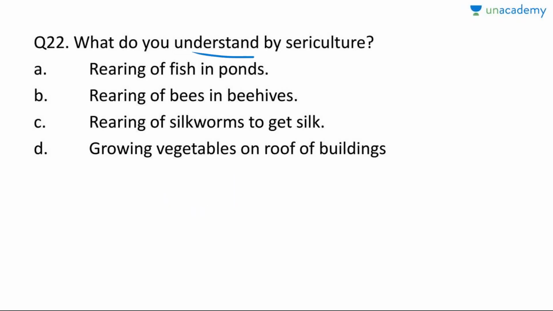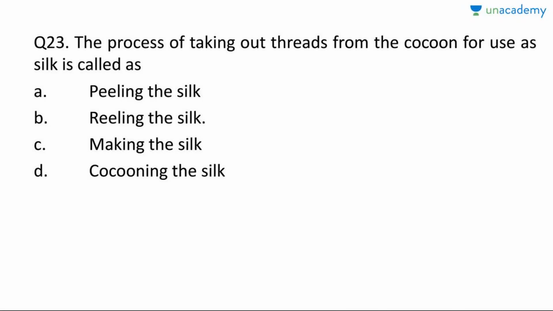Question number 22. What do you understand by sericulture? Seri is basically silk and culture means rearing. So here the answer is C, that is rearing of silkworms to get silk is sericulture. Question number 23. The process of taking out threads from the cocoon for use as silk is called, again, a typical scientific word. The answer here is reeling. So it is reeling the silk.